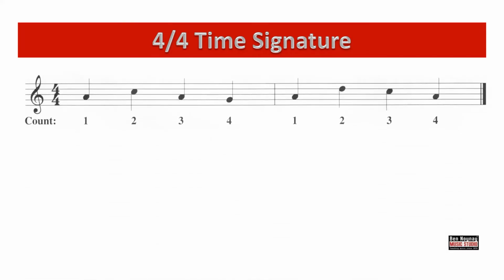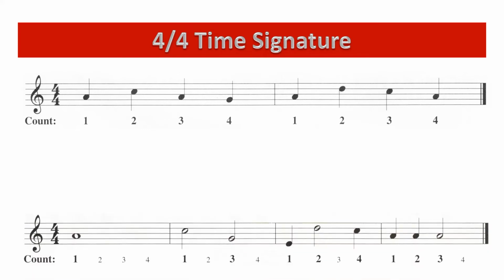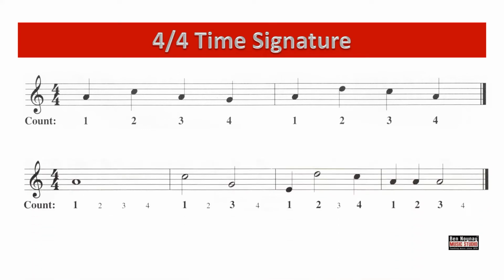So if we have all quarter notes in a 4/4 time signature, each note will be played with 1 beat, counting like this. 1, 2, 3, 4. Sometimes when playing in 4/4 time, it is possible to use any combination of note values which add up to the equivalent of 4 quarter notes, like this.